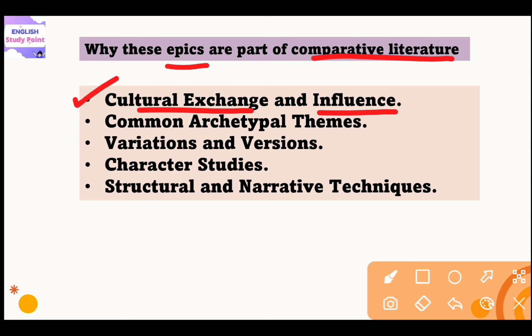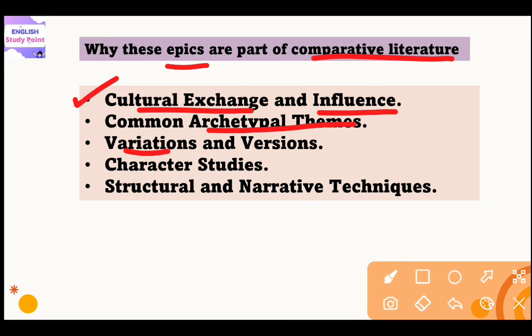Then another reason is common archetypal themes, and these themes may include the hero's quest, good versus evil, the righteous path, which we attribute as dharma. So these are themes which are similar in epics like Homer's Iliad and Odyssey, and these themes reflect universally relevant narratives, enabling cross-cultural dialogue within the literary space.